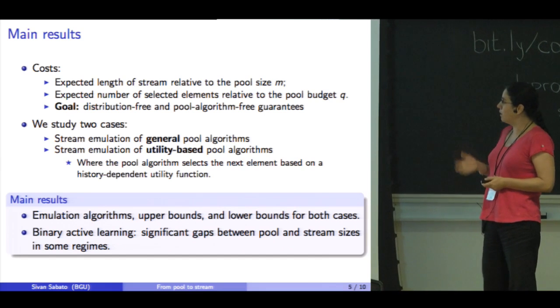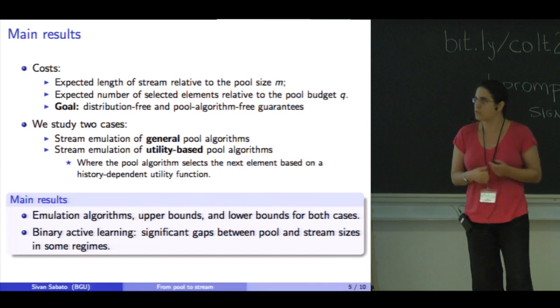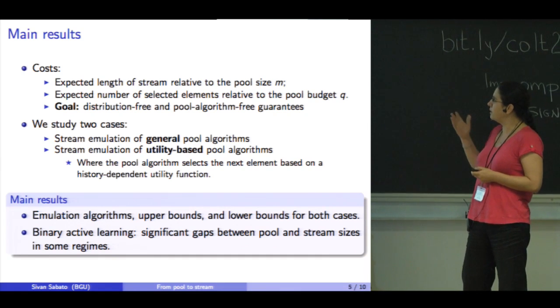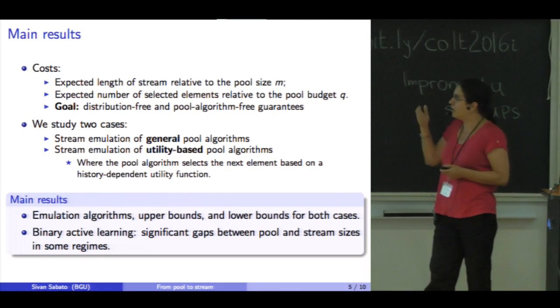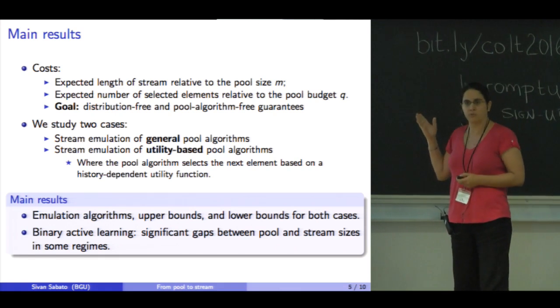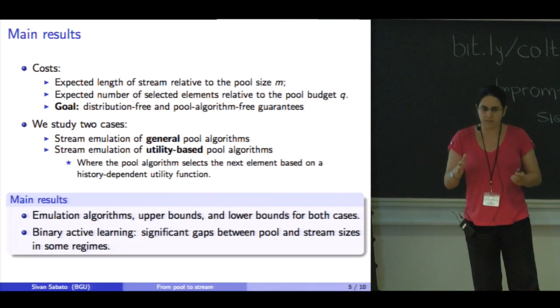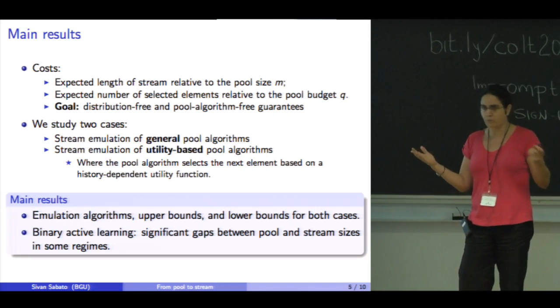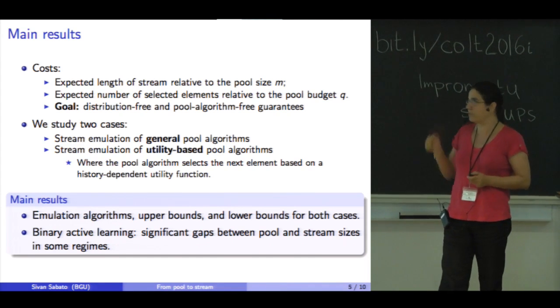So what do I mean by cost? When I say cost, I mean information costs in this talk. I'm interested in the one cost, which is very important: the expected length of the stream that is needed to emulate a pool of size m. So the pool can get away with m examples and see some distribution of outputs. What is the length of the stream that is needed to emulate that?